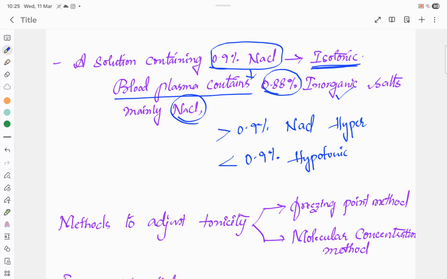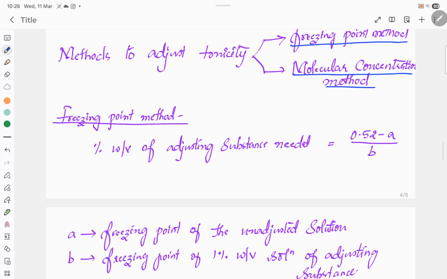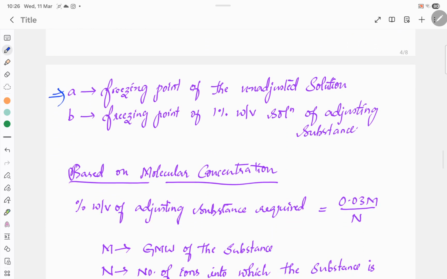So there are two methods in order to adjust this tonicity. Those methods are called the freezing point method and the molecular concentration method. So first let us see the freezing point method. Here the formula is, this is the formula. The percentage weight by volume of adjusting substance needed is 0.52 minus A divided by B, where A is the freezing point of the unadjusted solution and B is the freezing point of 1% weight by volume solution of the adjusting substance. You have to remember these formulae.